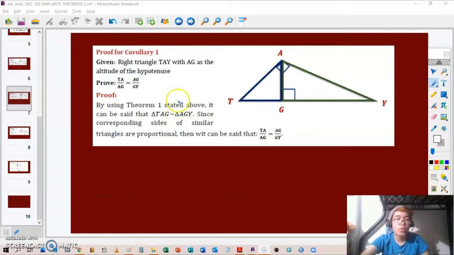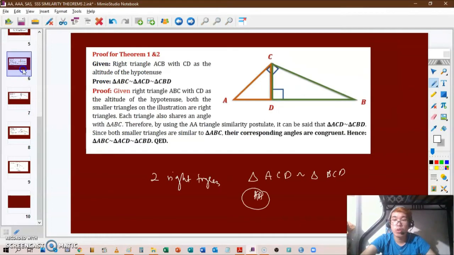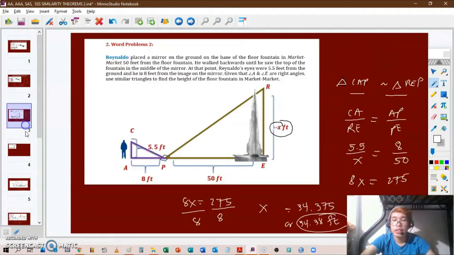By using theorem 1 as stated above, it can be said that triangles TAG and AGY are similar to each other. Since the corresponding sides of similar triangles are proportional, therefore we can say that TA all over AG is equal to AG all over GY. So that was corollary 1 right here.